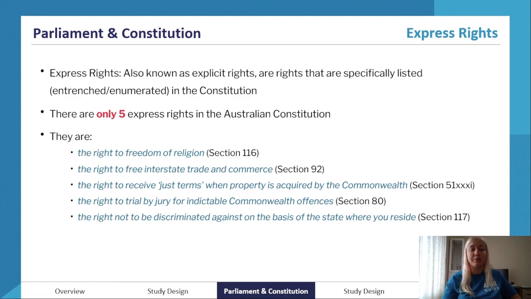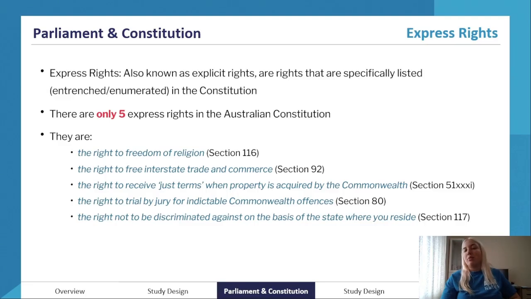And then the last express right is the right to not be discriminated against on the basis of the state where you reside, which is under Section 117. Again, only Commonwealth level. What this refers to is the idea that you should be able to move from one state to another, and you should not experience any difference in treatment or any discrimination.